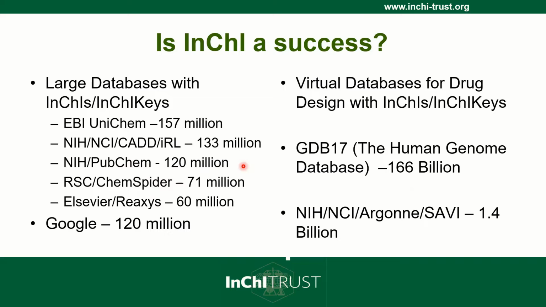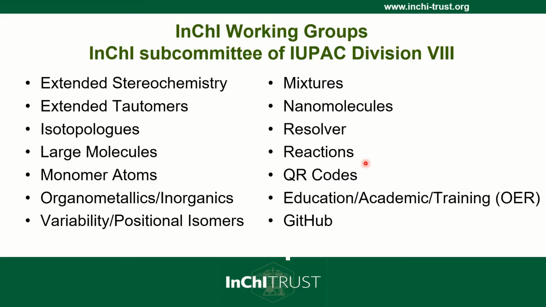There are also virtual databases for drug design using InChI keys, and the human genome database is also working with the InChI. In this case, it's working well, I would say, because it's mainly organic substances. So this is really a quite established chemical identifier. And going over that a little bit more, although it has existed for more than 20 years, the InChI is not yet fully sufficient.